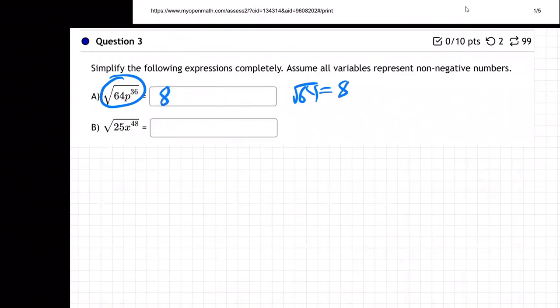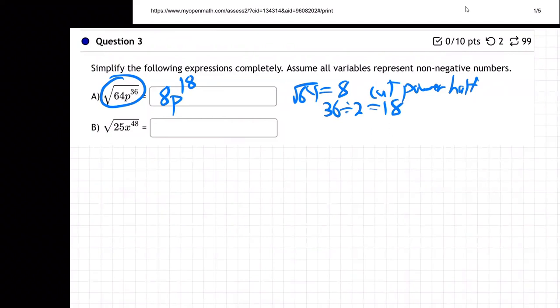Now, what do we do with the letters? Cut the power in half. It'll be p to the 18th. I just took 36 divided by 2, and I got 18. So you square root the number in the front, and you cut the power in half. Now, I'll be giving some reasons why on more difficult problems in a minute.